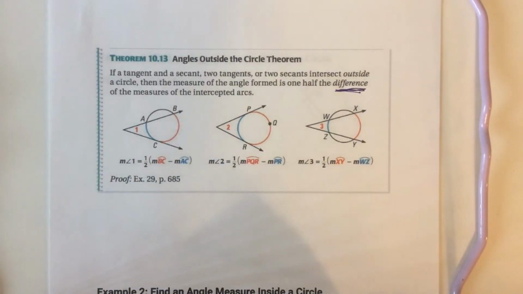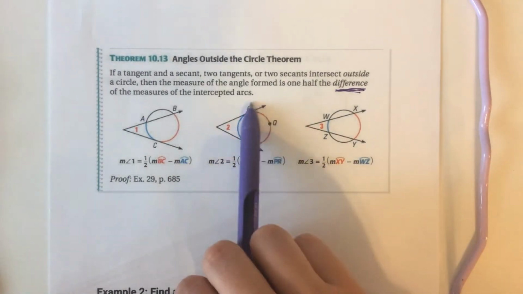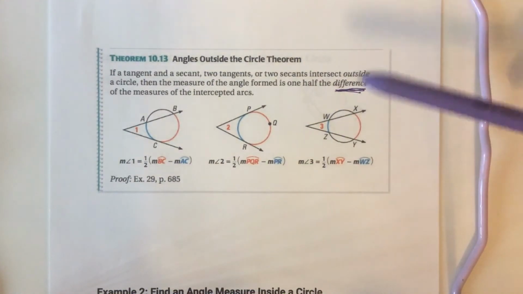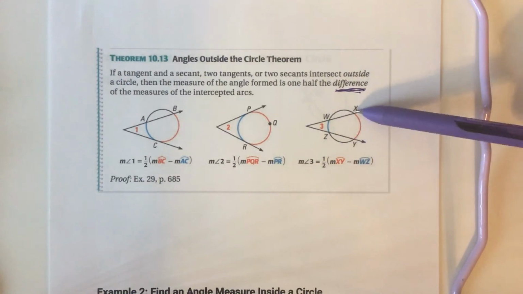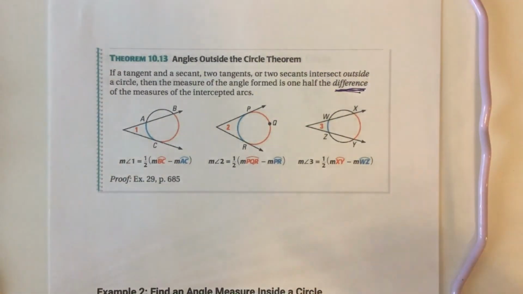Angle 2, just a little bit different situation here. To find its measure, we would do 1/2 the difference, big arc minus small arc. In another scenario, we might see angle 3 is still 1/2 the difference, big arc minus small arc. And we are going to work with this and be able to solve for different things.